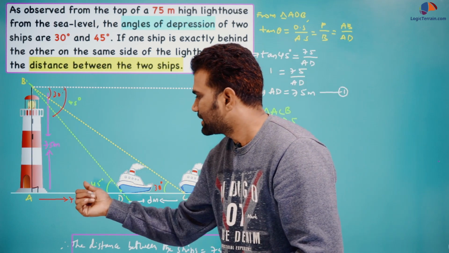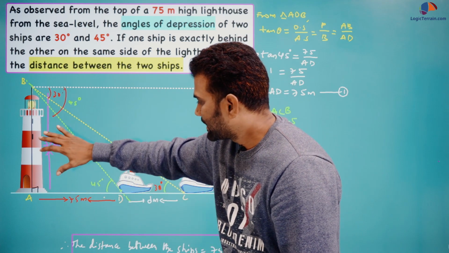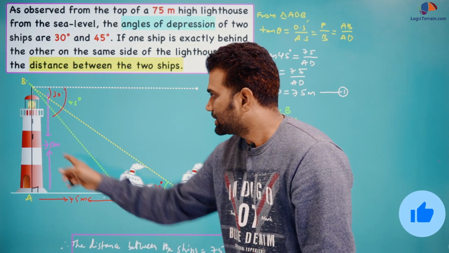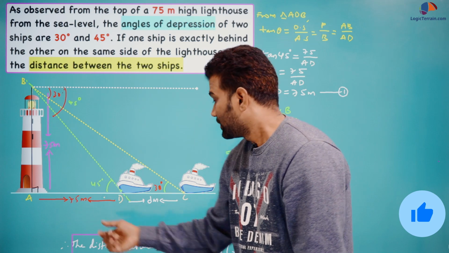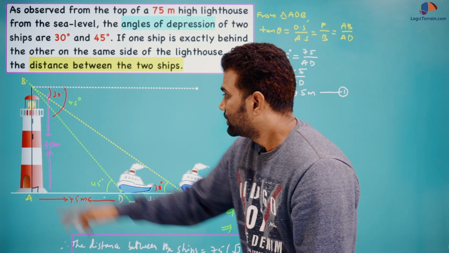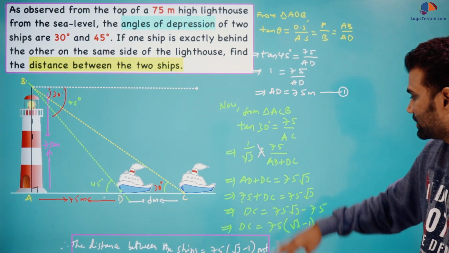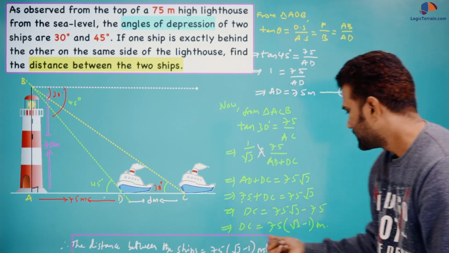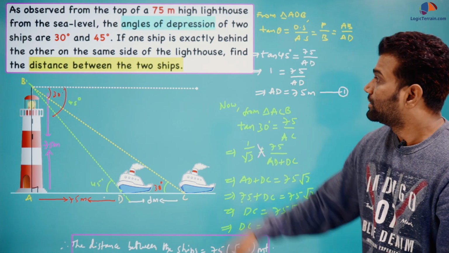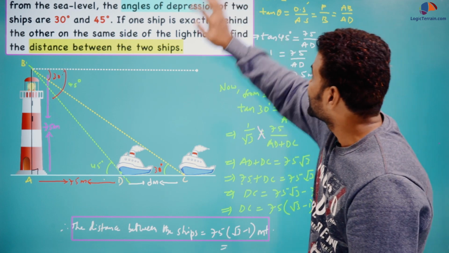Again we have two right angle triangles, one is ADB, another one is ACB, okay? So by considering one right angle triangle, we'll find this one. Anyhow, it is 45 degrees, so this is 75, so this is also 75. Now by considering this right angle triangle, here theta is 30 degrees, and we know the opposite side and the adjacent side is this plus this, that is 75 plus D. So from this we have derived DC, that is how much? 75 into (square root 3 minus 1) meters, which is the distance between the two ships. Clear? So let's jump into the next question.